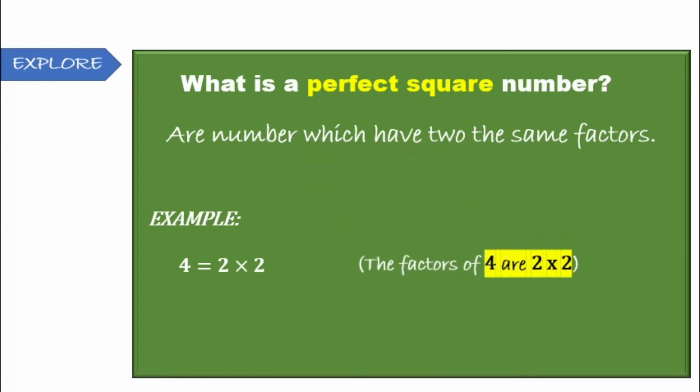Okay, so the factors of 4 are 2 times 2, and for 9, its factors are 3 and 3, so 3 times 3 is equal to 9, or we also have 1 times 9. Again, 1 times 9 or 3 times 3. Since we have the same factors, 3 times 3, then 9 is considered a perfect square.